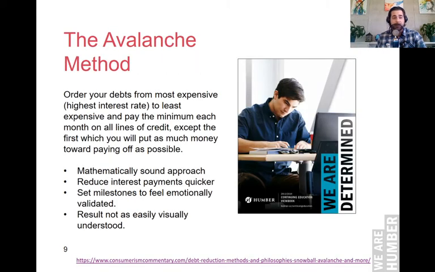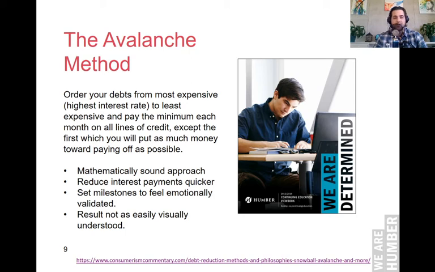So if we look at the Avalanche method, that's going to ask us to order our debts from most expensive, highest interest rate, to least expensive, and pay the minimum each month on all lines of credit, because you do have to pay the minimums, otherwise you get charged. Except the first one in order, which you put as much money towards paying off as possible. So whatever has the highest interest rate first. The benefits of this approach are it's mathematically sound in that you're getting rid of what's costing you the most over time the fastest, and you're reducing the amount that it's costing you. It reduces interest payments quicker.